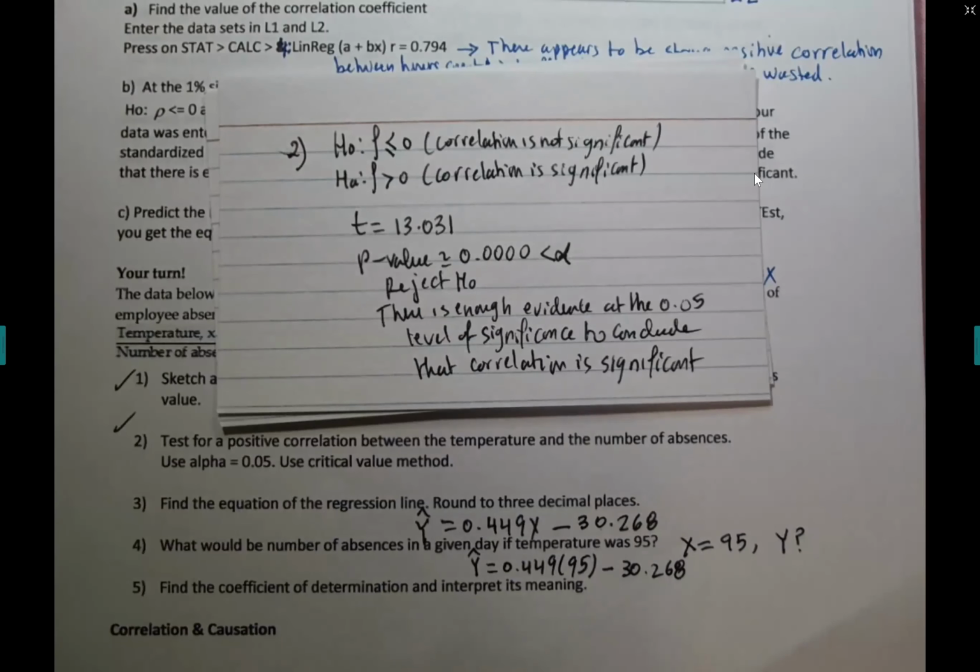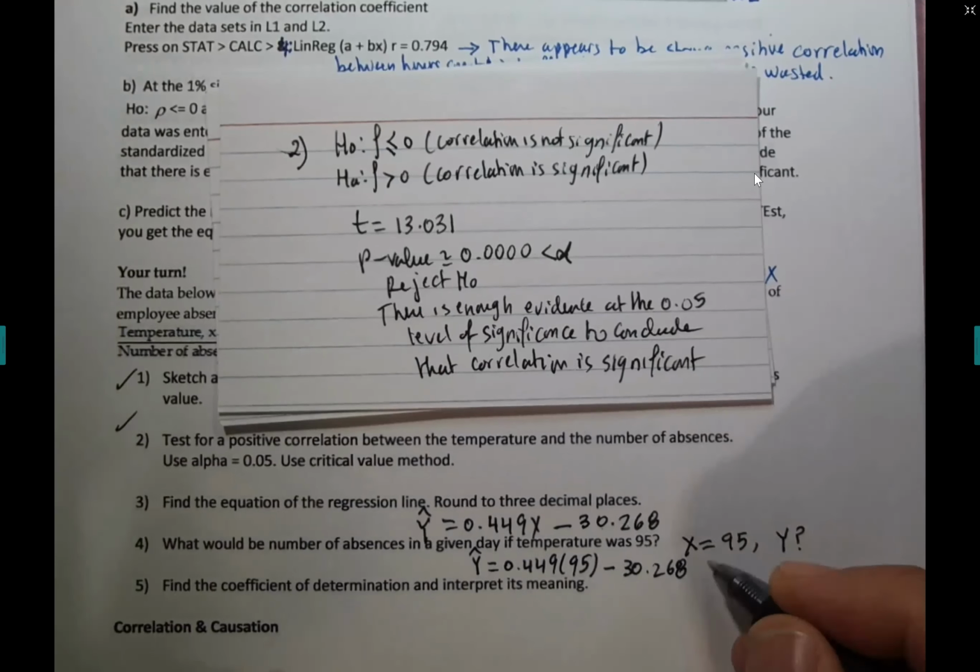Negative 30.268. So let's see what the answer is. 0.449 times 95 minus 30.268. I got 12.38. So about 12 absences.